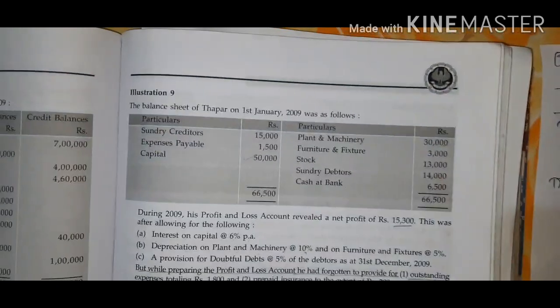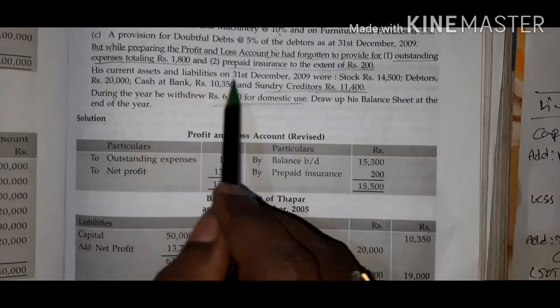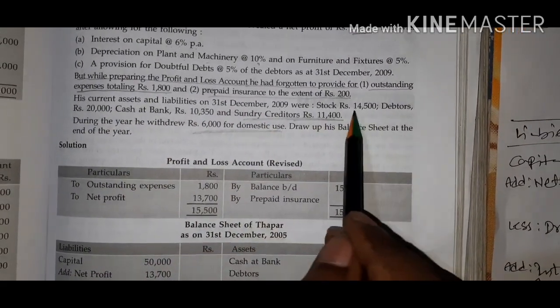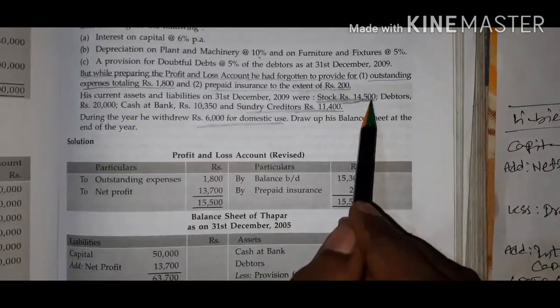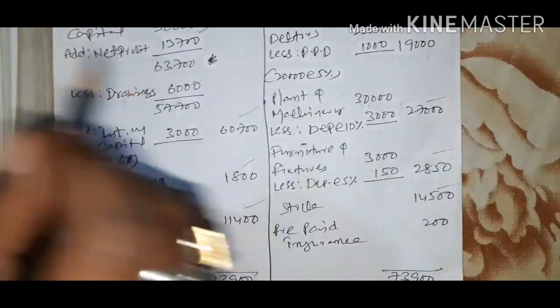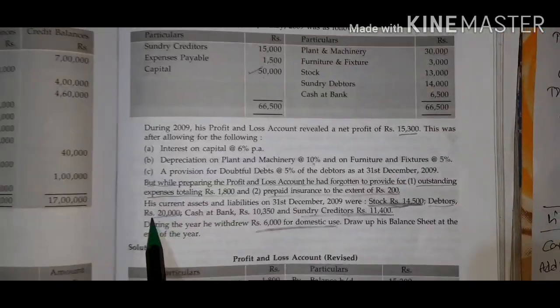Then stock 13,000, that is the opening balance, friends. We are given here the current assets and liabilities on 31st December 2009. Stock rupees 14,500, and this is the closing stock. The same will be shown on the asset side, that is 14,500, friends. And then we are also given the sundry debtors closing balance, that is rupees 20,000.